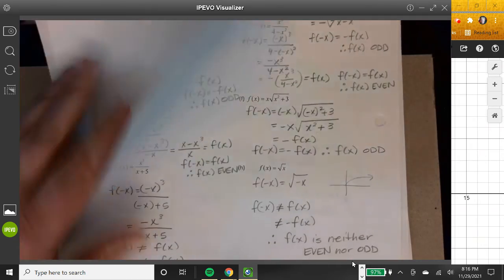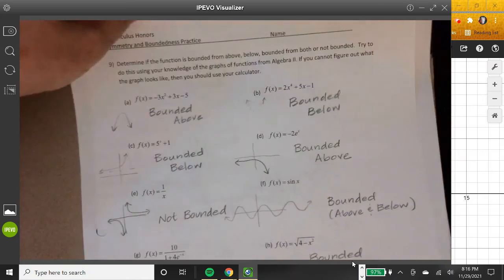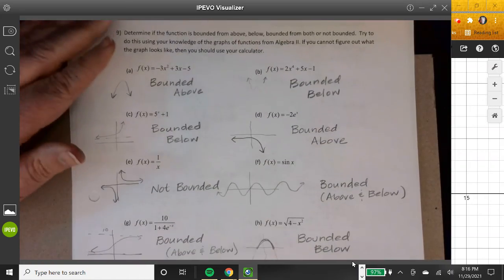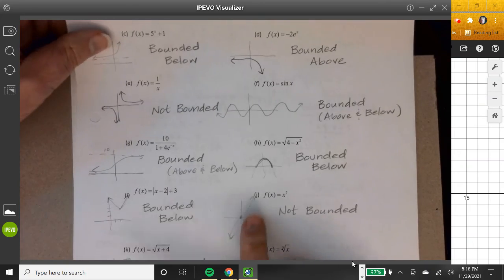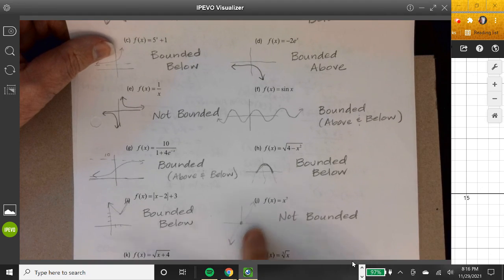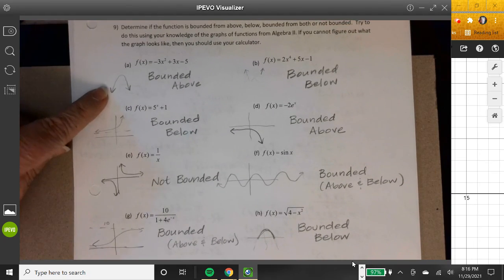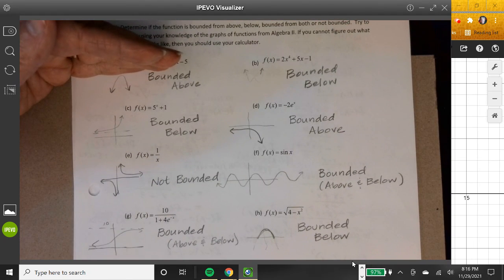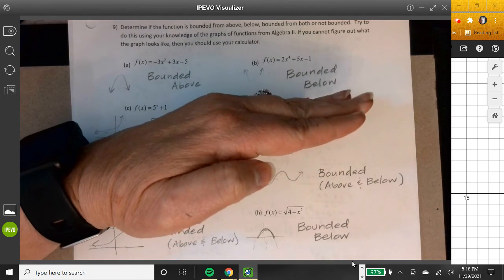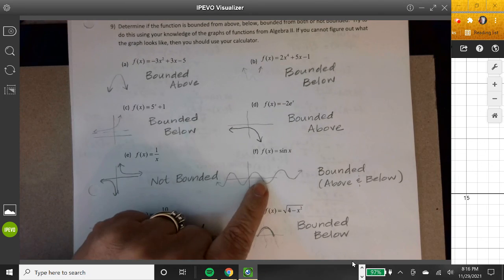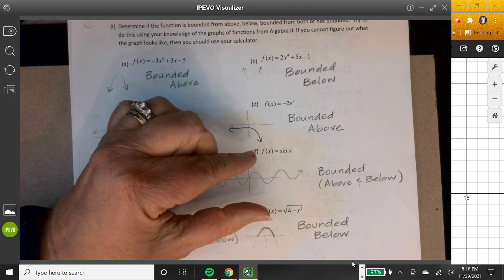So, in summary, boundedness talks about the y values, okay? If your y values are going to positive or negative infinity, like they do on this x to the 7th, your function is not bounded above or below. It's just not bounded because the y's keep getting bigger and bigger, okay? This one is bounded above because there's a y value for which it does not go above. This one is bounded below because there's a y value for which it does not go below. Sine is bounded from above and below because there are y values that it doesn't go above and below.